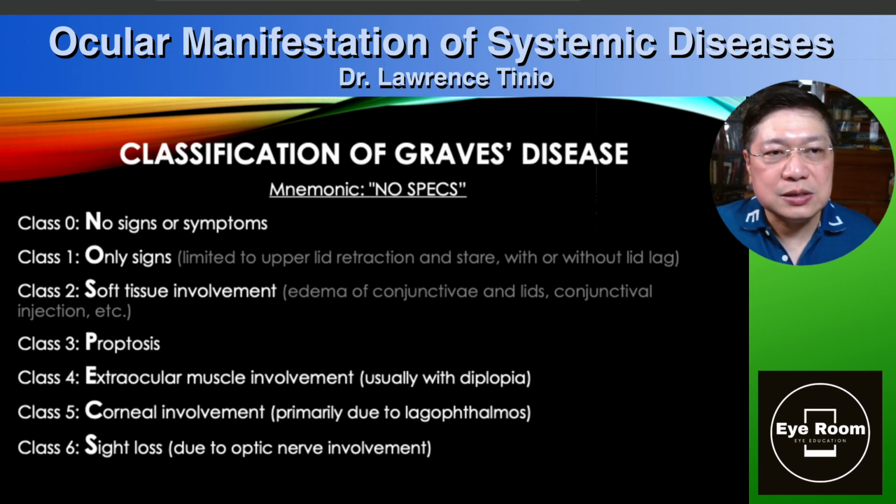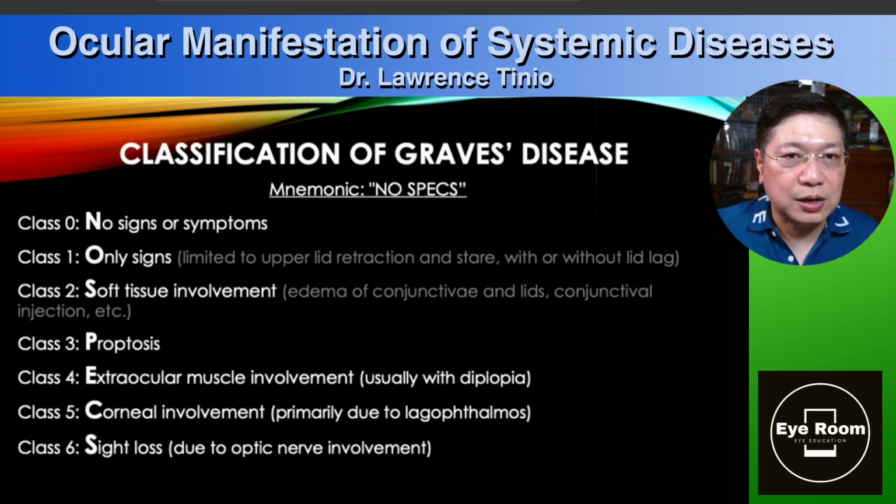There's a class 1, you only see signs, which is limited to the eyelids. Either their lids are retracting, or there's a problem with the closing of their lids. Class 2 would have a soft tissue involvement, meaning you'll already start to have edema of the conjunctiva, the eyelids. It's irritated or swollen. Class 3 would be proptosis, meaning the eyes actually start to go out of the socket.